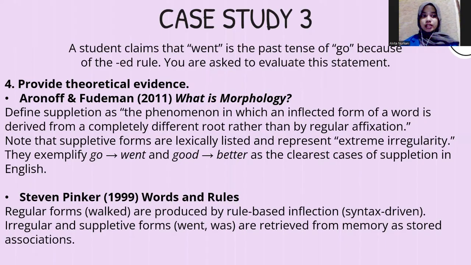In What Is Morphology?, they define suppletion as the phenomenon in which an inflected form of a word is derived from a completely different root rather than by regular affixation. And from Steven Pinker in 1999, Words and Rules, he explains that regular forms, like walked, are produced by rule-based inflection. So irregular and suppletive forms, like went or was, are retrieved from memory as stored associations.